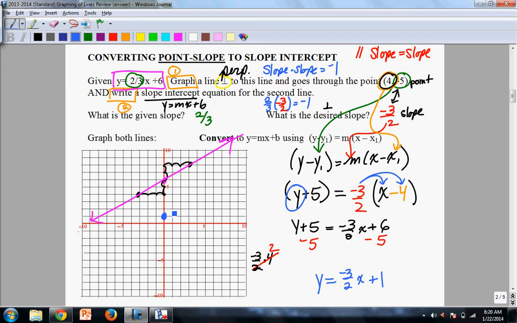Positive 1, right there. It's a negative line, so we're going to go down 3, 1, 2, 3, and over 2 to the right. Or you can go up 3, 1, 2, 3, and over 2 to the left. While you're at it, let's plot this point. Positive 4, negative 5, because it has to go through that point anyways. Positive 4, negative 5. If you've done this correct, this should all line up. I'm going to do this in red, which it does. See that? Ta-da!